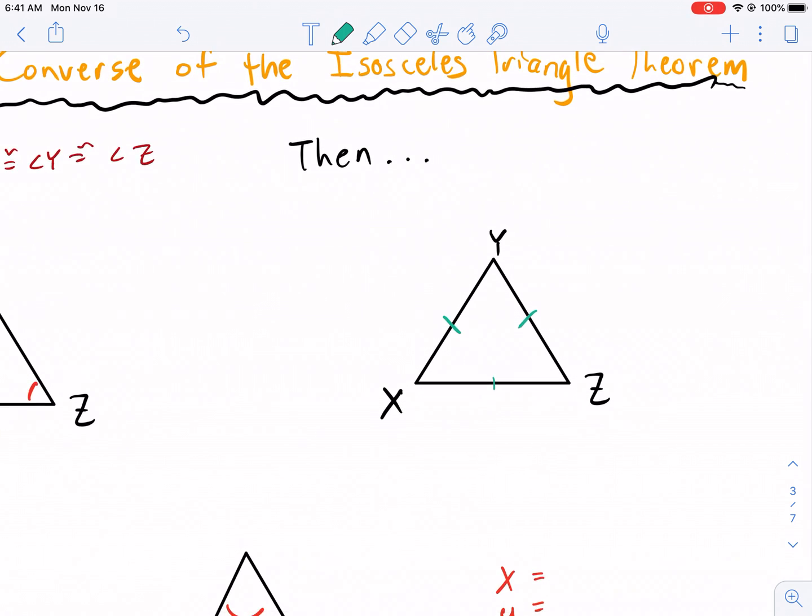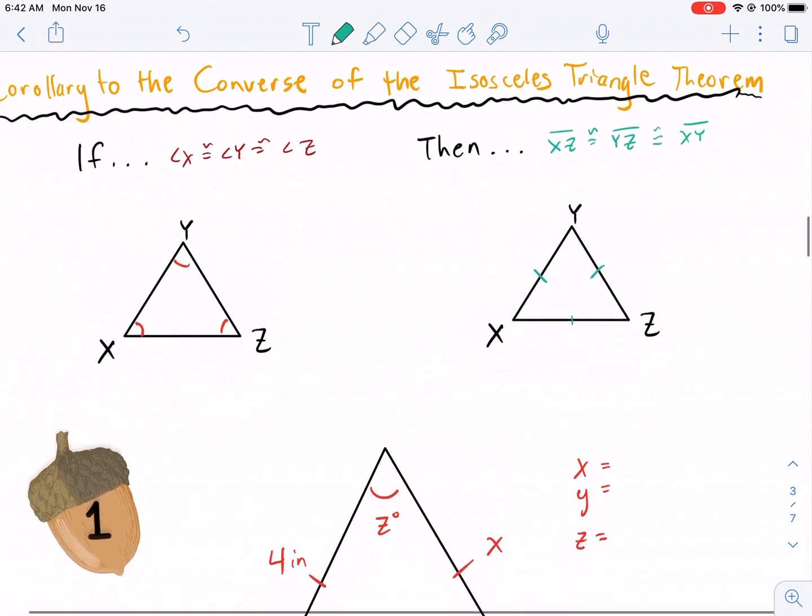And what we're going to see later on in later chapters is the size of the angle corresponds to the size of its opposite side. So that's something important to take into consideration. But we're going to learn about that later. Okay, so we know all the sides are equal.